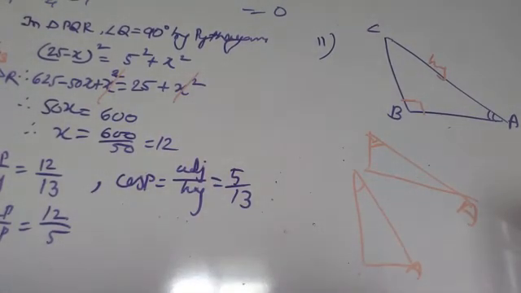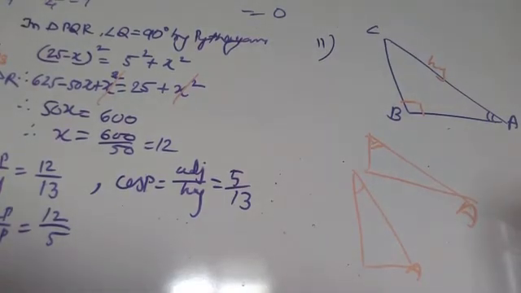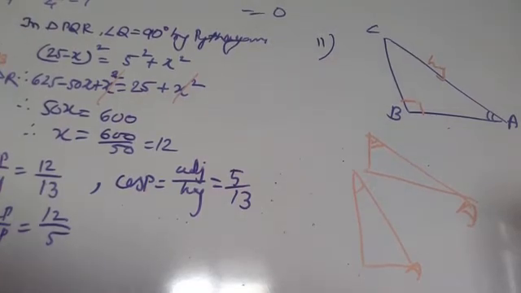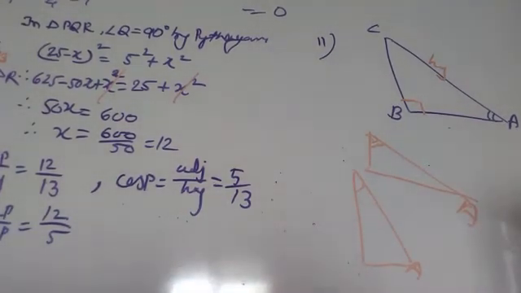Second statement: sec of A is equal to 12 by 5. What is sec A? Sec is the reciprocal of cos, and cos means adjacent divided by the hypotenuse. We know the hypotenuse should always be greater. Sec means hypotenuse divided by adjacent. So the hypotenuse is greater, 12 is given, and the adjacent is given as 5. So it can be, and this is a true statement.